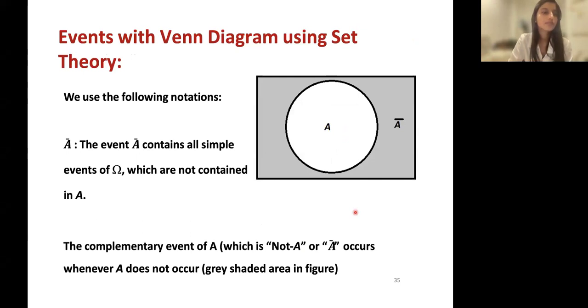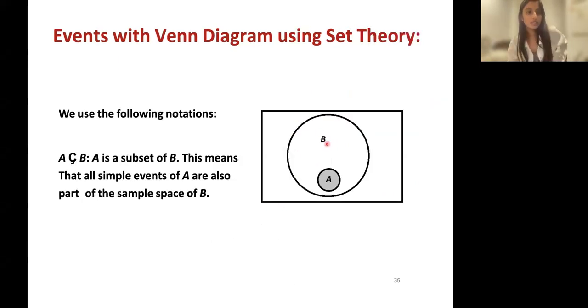And then this is what A complement means. So this is A. Anything that does not belong to A is A complement, as you can see here. And here is a subset. So let's say here A is a subset of B. It's like this. All the elements in A are also present in B, but all the elements in B are not found in A. So yeah, A is a subset of B here.